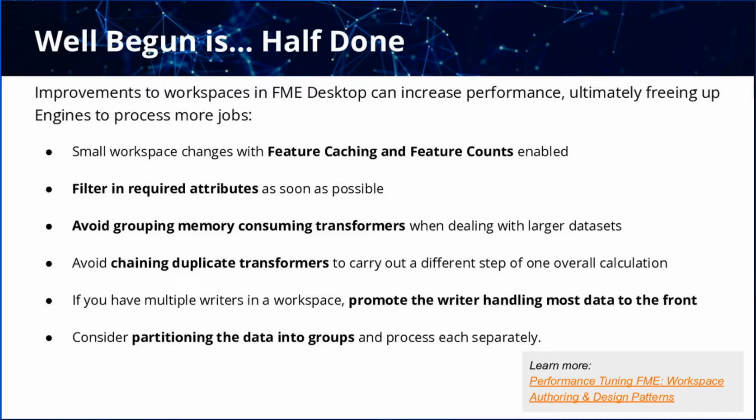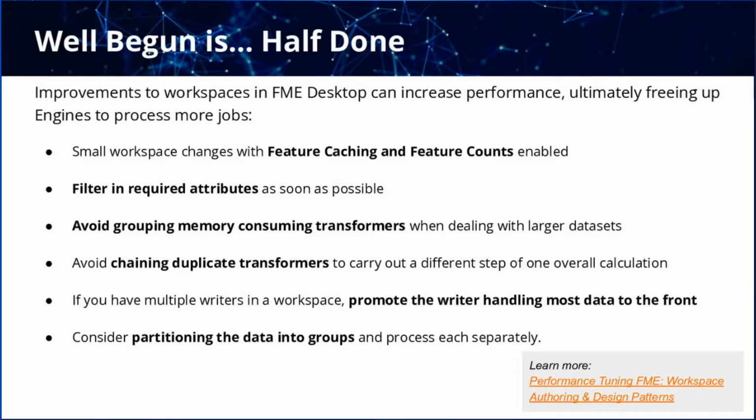We have an article that focuses on performance tuning during workspace authoring. So please do check it out yourself or encourage the workspace authors of your organizations to do so. For starters, let's go over a few tips. Make sure you only focus on the required attributes from the required data source. Use transformers like the AttributeManager to remove unnecessary attributes as soon as possible in your translation.